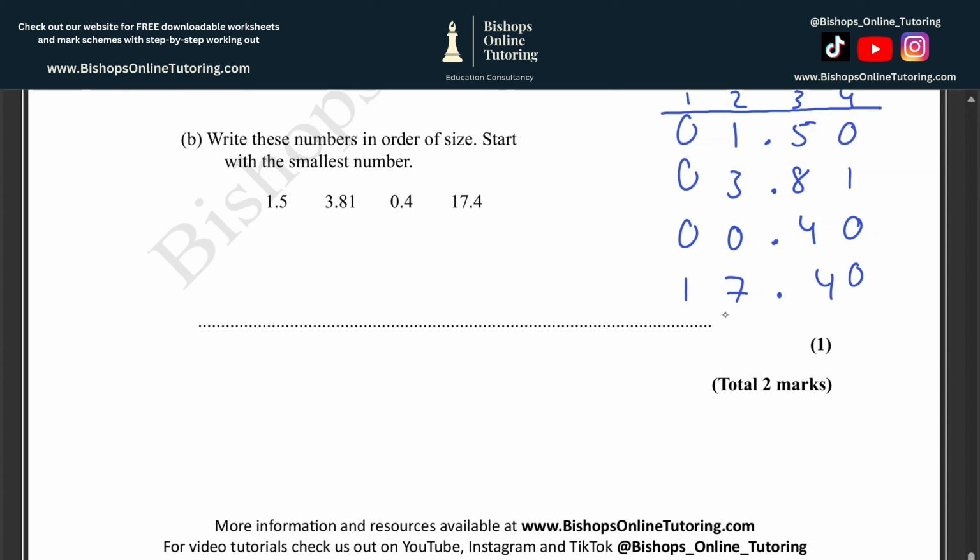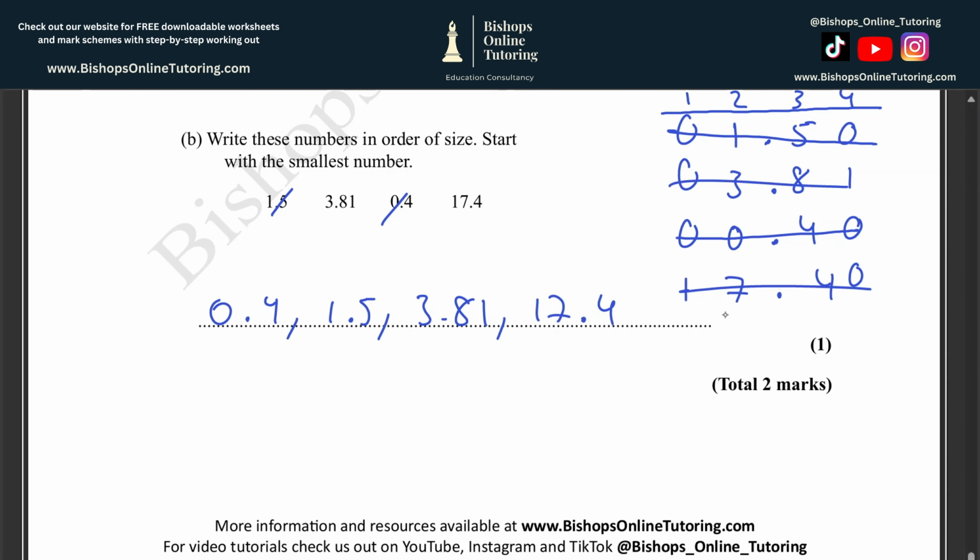Now if we look at column number 1, we can see that we've got 3 numbers starting with a 0. So let's focus on them. In column number 2, we've got a 1, a 3, and a 0. So let's put the 0.4 as our smallest number. Now carrying on with the top two numbers, we have in column number 2 a 1 and a 3. So the one that is a 1, that's going to be the smaller number, so 1.5. And that would obviously make 3.81 the next smallest number, and then because there's only one left, that has to be the biggest number, and that's 17.4.